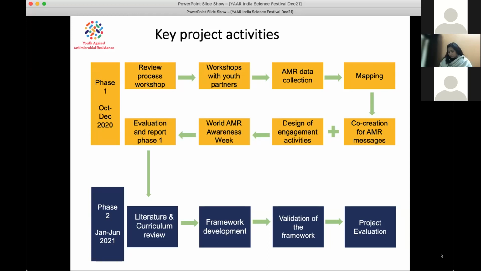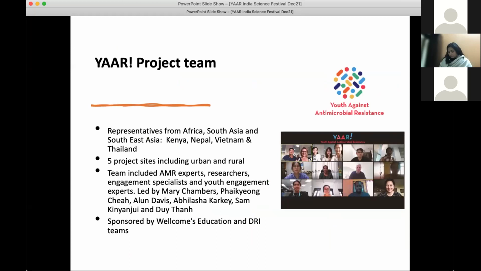In phase 2, we went on to take the data that we'd collected in phase 1 and a literature and curriculum review to develop this framework that could be used by educators. So the team, as I said, came from across 4 countries: Kenya, Nepal, Vietnam, and Thailand. There were 5 sites, which included both urban and rural sites. And the team was quite broad in that it included AMR experts, researchers, and youth engagement experts. And as I said, it was sponsored by Wellcome's education team and their drug-resistant infections team.